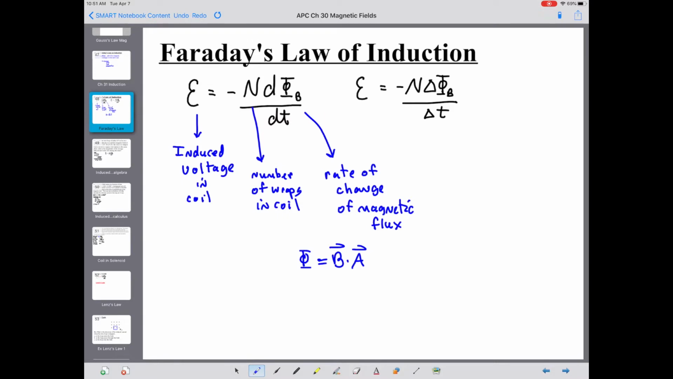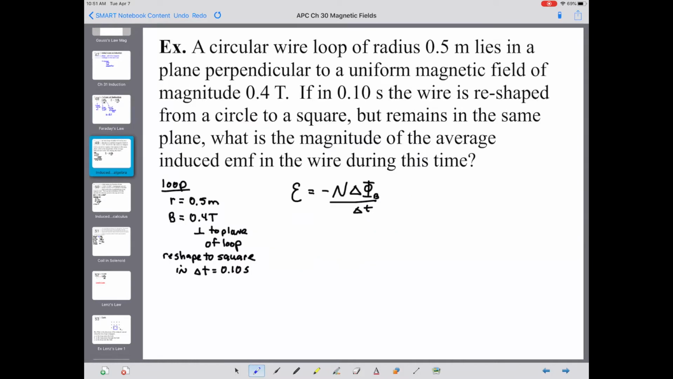Now I've written these equations, one calculus, one algebra, and really which variety you use depends on the situation and the nature of the change. So I want to take a look at a couple of examples.